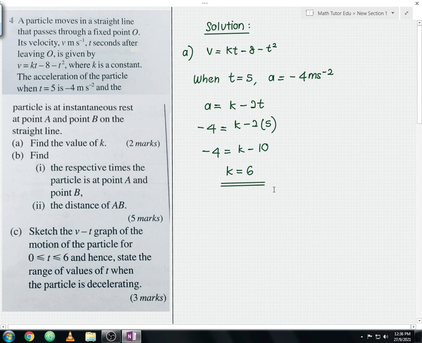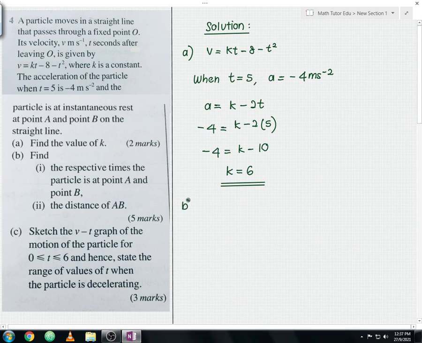Okay, so from here, let us proceed our discussion for question B part 1, where we need to find the respective time the particle is at point A and point B. Okay, so it mentioned that the particle is at instantaneous rest at point A and point B on the straight line. Okay, so take a look at the keyword here, guys. It mentioned here instantaneous rest. So you need to know that when a particle is at instantaneous rest, your velocity will be equal to 0 in this case. Okay, so from here, let us write that down in our working.